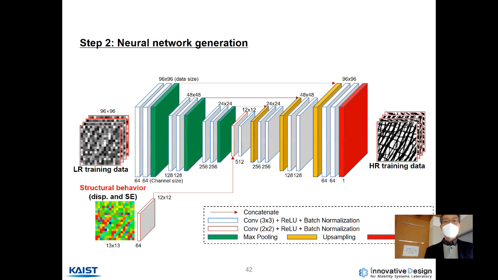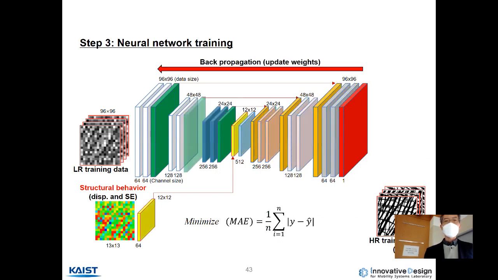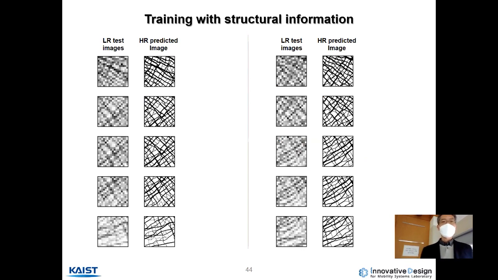The difference is we inserted one additional layer to include structural behavior. In this case, it's the displacement field and strain energies. Then with feed forward and back propagation, we trained the CNNs, and we use MAE or the other ones. I will show you again. So through this tedious process, we successfully enhance the low resolution image to the high resolution.